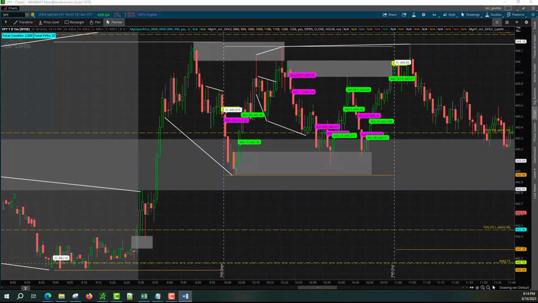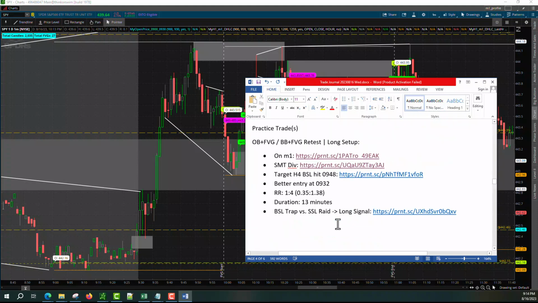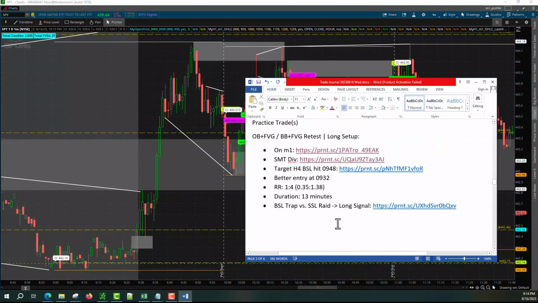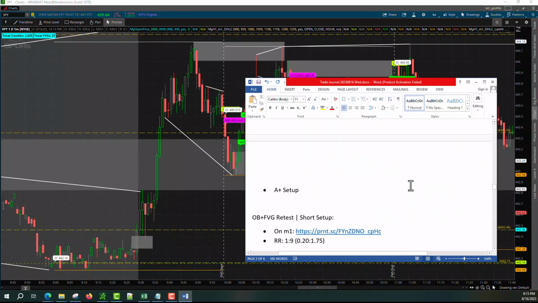So that's the first trade we do, right? That's a long setup, and now we have a second trade that we practice. We do a short setup on the block for the gap, and look at the ratio. This trade is 1:4, so we risk 35 cents and we get $1.38. So it's about a 1:4 risk to reward ratio for us. It's beautiful, right? All right, let's take a look at the second trade.